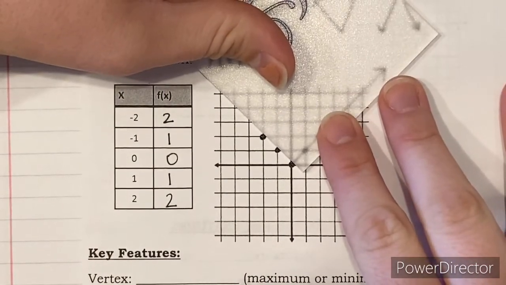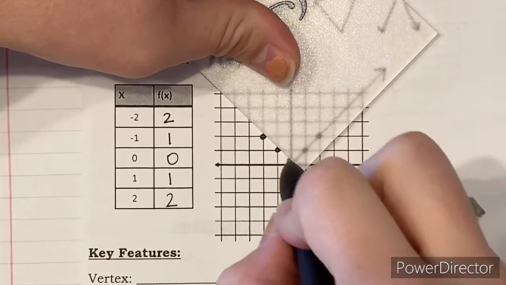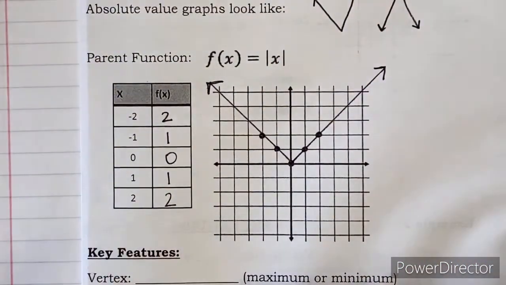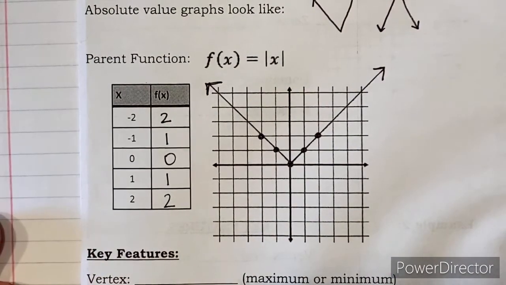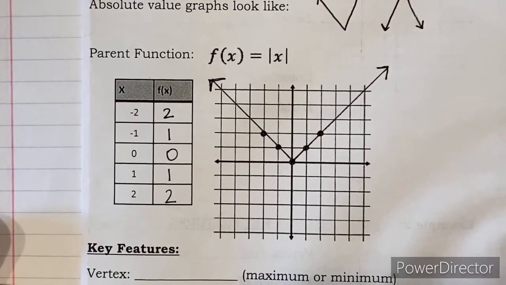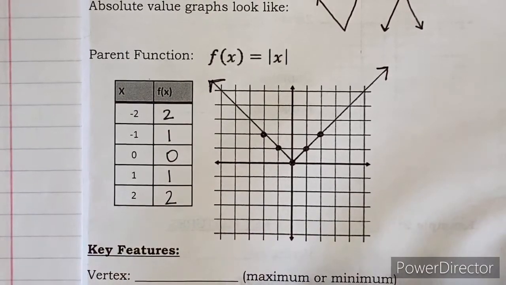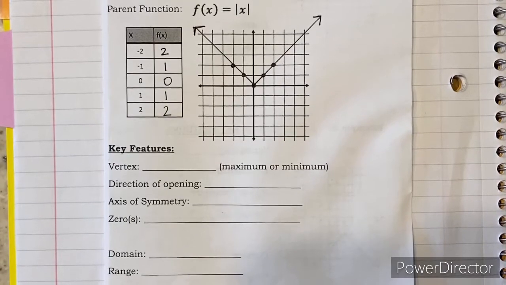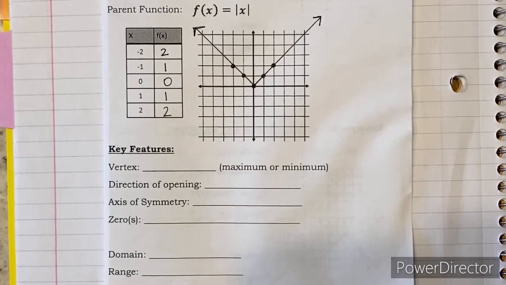So I'm going to draw this side real quick. And we put arrows on the ends because these graphs are also continuous. They go on forever. Okay, so there's the graph of it. I'll give you a couple seconds to catch up. Okay, so now that our graph is done, we can start talking about the key features.